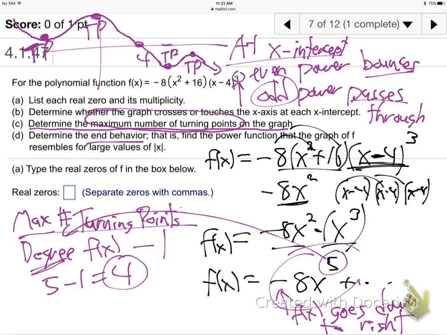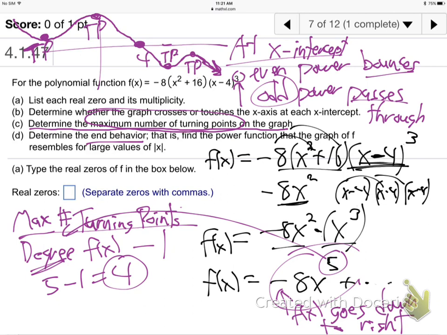It could have less, could have 3, 2, 1, or none. But it's got at most, couldn't have more than 4. 4 is the max turning points on that graph. And we know it does go down forever to the right, eventually. Only crosses the x-axis at 4. Never hits the x-axis any other place. We know quite a bit about that graph, just from this quick little analysis.